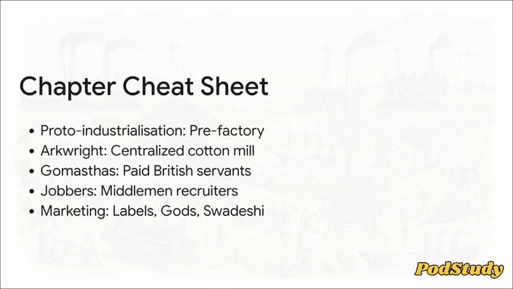Gomasthas were those cruel, paid British servants who exploited the weavers. Jobbers were the corrupt middlemen recruiting Indian factory workers. And marketing, that relied heavily on labels, gods, calendars, and eventually Swadeshi nationalism. Go ahead and take a screenshot of this right now.